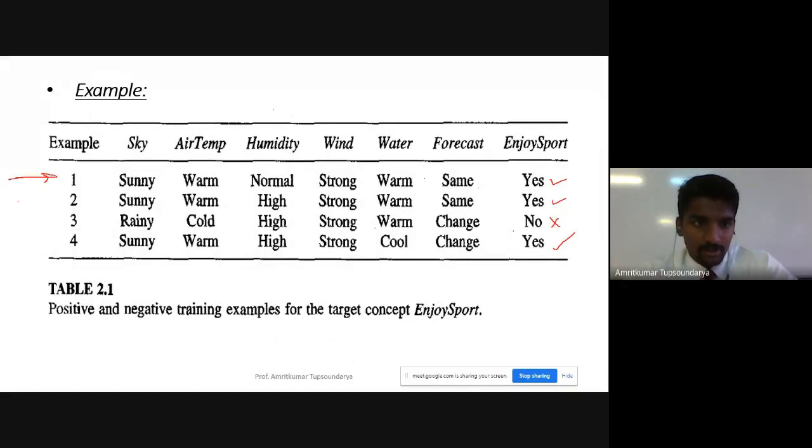This example is our positive example. Sunny, warm, normal, strong, warm, same. These are the attribute values for all our six attributes: sky, air temperature, humidity, wind, water, forecast. So these are the attribute values for these six attributes.